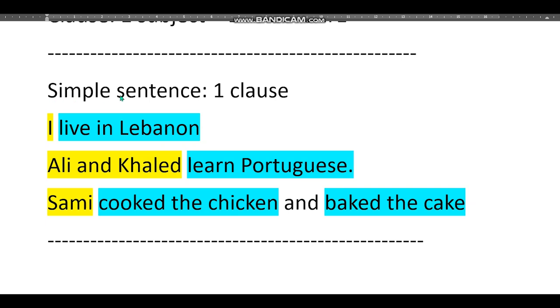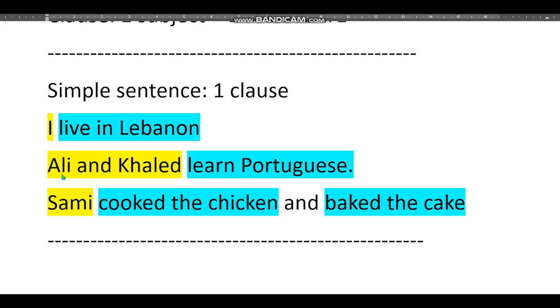The first type is a simple sentence. A simple sentence is always one clause. It has only one clause. Let's see these examples. I live in Lebanon. This is a clause, a simple sentence, and it has the subject as I. Live in Lebanon is the predicate. It only has one verb.